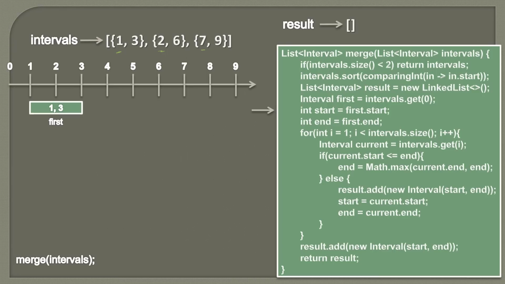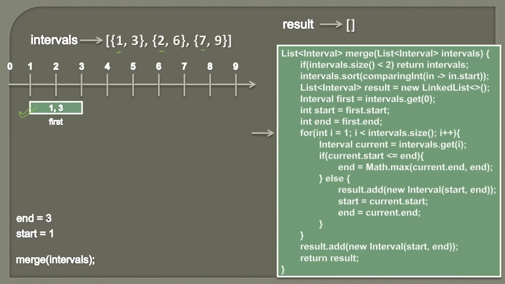Now our task is to compare this 1, 3 with 2, 6 and check whether anything is overlapping or not. For that we will create two variables, start and end. We will see its significance later. To the start variable we will assign first.start because we are starting with this interval. So start becomes 1 because first.start is 1. And to the end variable we will assign first.end. First.end is 3. So we are simply taking this interval's start and end as 1, 3.